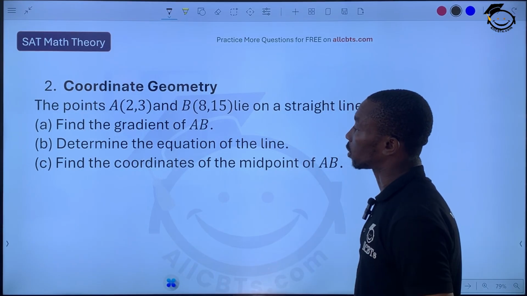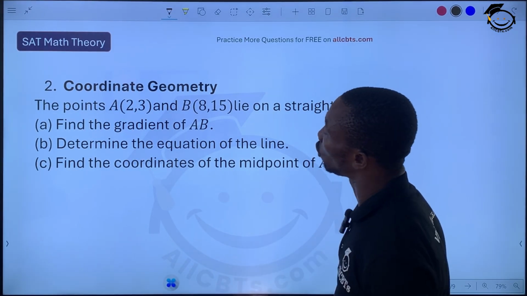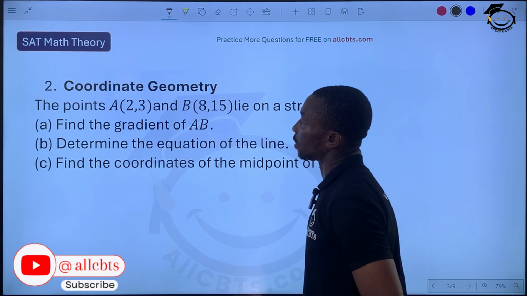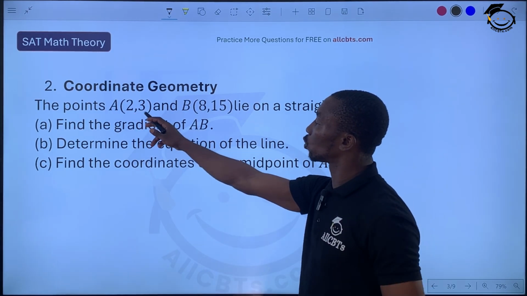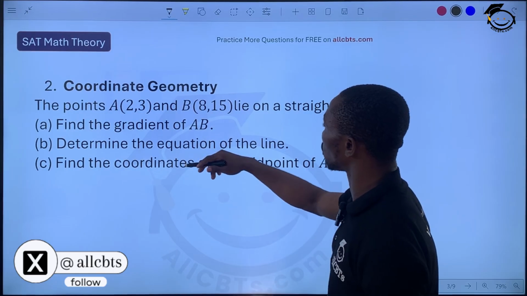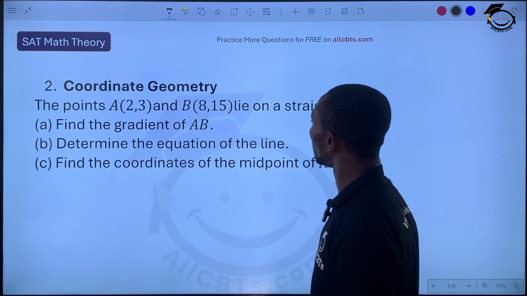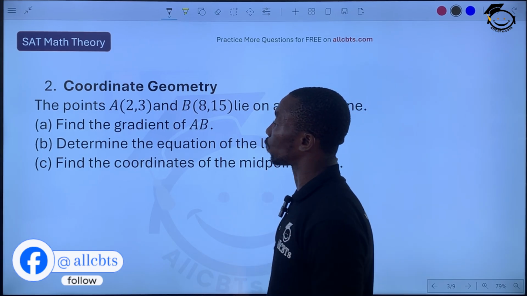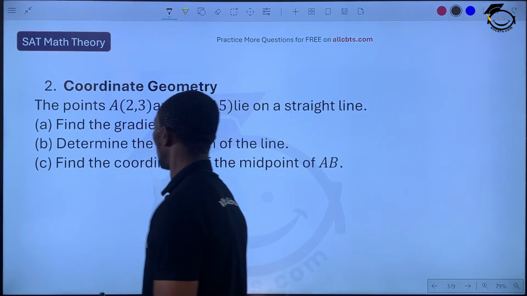Now, our second question is on coordinate geometry. It says the point A is on coordinates 2 and 3, and B is on coordinates 8 and 15, lies on the straight line. On the straight line, we should find the gradient of AB.